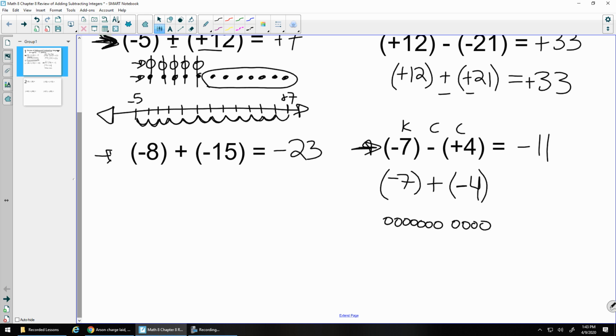Okay, so I like to use this keep, change rule to change every subtraction question. Well, not every, but lots of subtraction questions into an addition question. Because addition questions with integer chips are easy. And addition, usually, to most people, just makes a little bit more sense in your brain. Okay, let's go over some more examples.